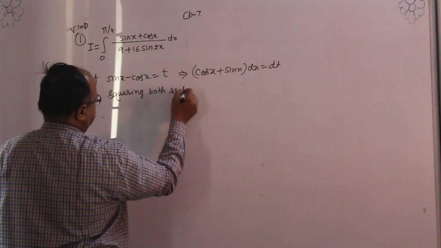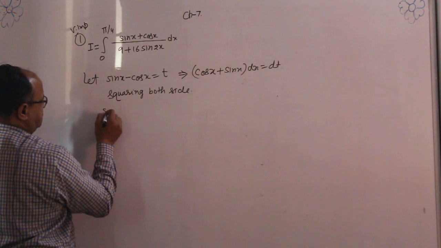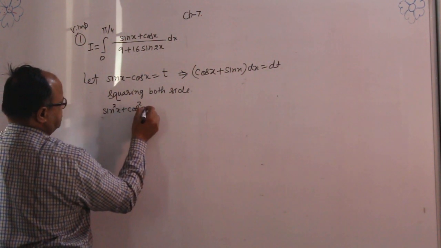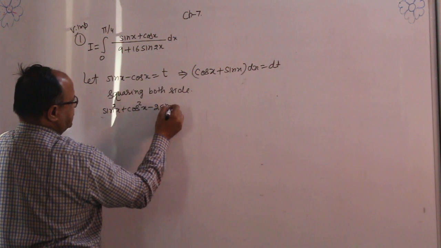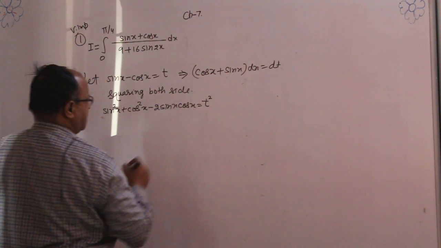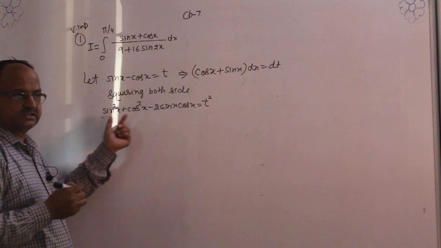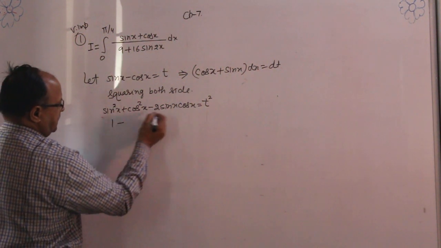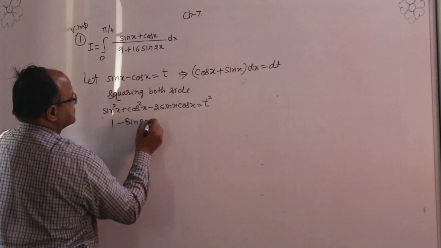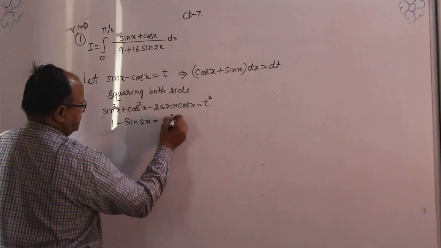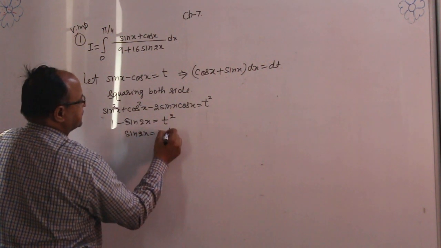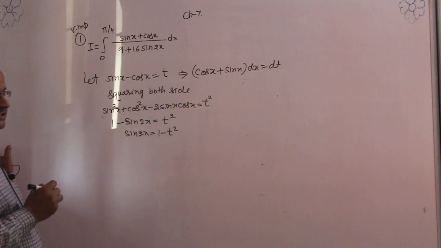Squaring both sides. You know that sin square x plus cos square x minus 2 sin x cos x is equal to t square. You know that sin square x plus cos square x is identity 1, and 2 sin x cos x is sin 2x. So 1 minus sin 2x is equal to t square. And what is the value of sin 2x from here? That is 1 minus t square.